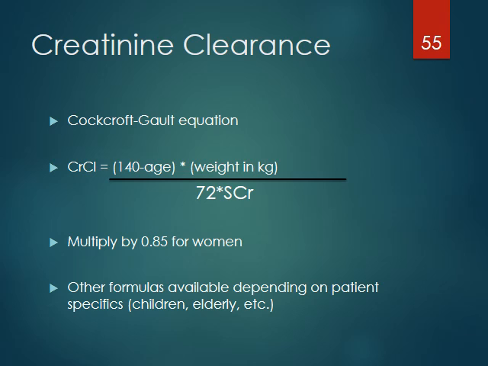Now, you'll see that different equations are out there, and they're going to be useful for different patient populations. So if you have someone who's at the extremes of age, children will have their own specific calculations that we're going to use, and the elderly will also have ones as well. But again, Cockcroft-Gault is the most common one for adults.